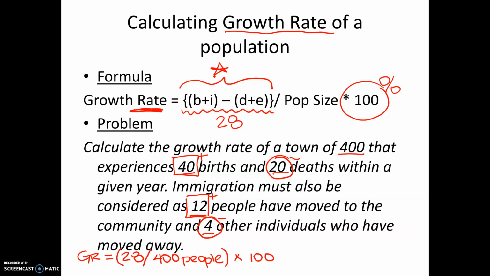28 divided by 400 equals 0.07 times 100. When we multiply this by 100, we simply move our decimal point over to the right, and we get 7%. All right, so we have a 7% increase in that population size per year.